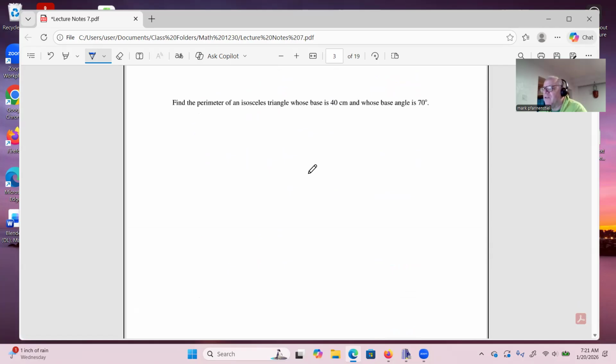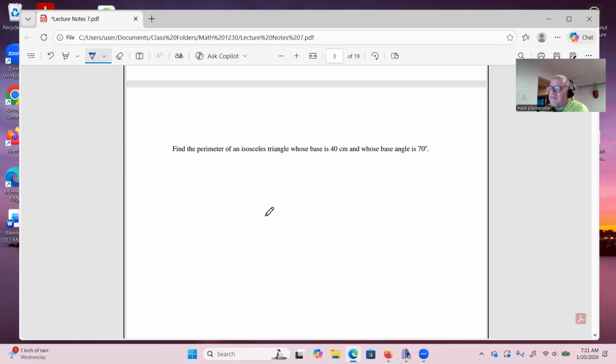Okay, let's go on to another one. Find the perimeter of an isosceles triangle whose base is 40 and whose base angle is 70 degrees. I kind of like this problem. So we have to draw an isosceles triangle. This angle right here is 70 degrees, and the base is 40 centimeters, and then we have to figure out some other stuff.